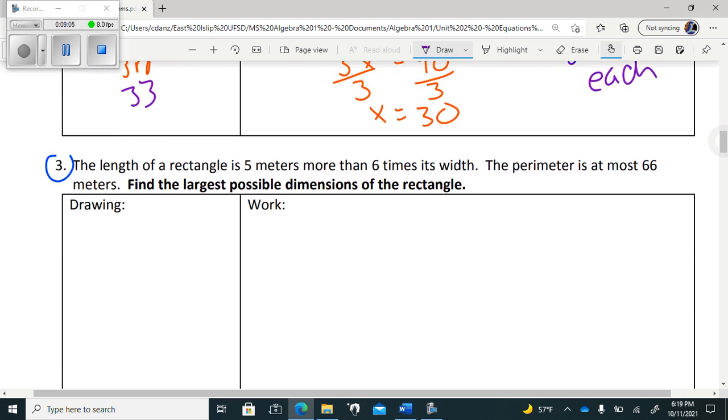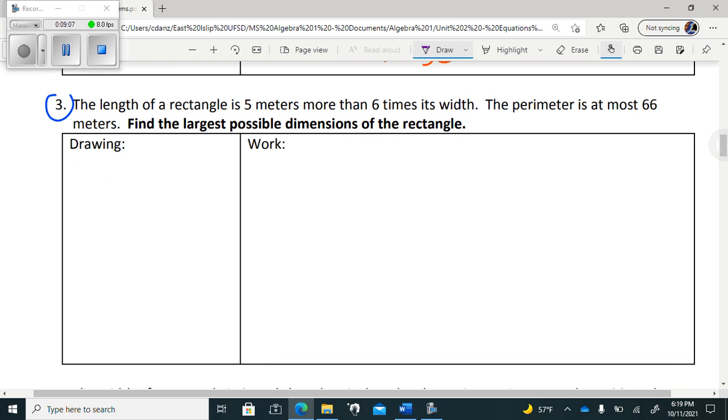Let's do number 3. The length of a rectangle. So let's draw a rectangle. It has opposite sides congruent and parallel, and it has 4 right angles. The length, when they talk about the length, they're usually talking about the longer side. This typically we call the width, while this we typically call the length.